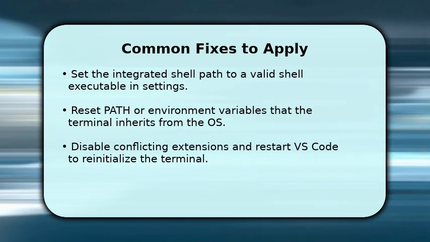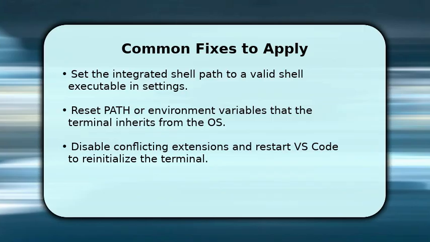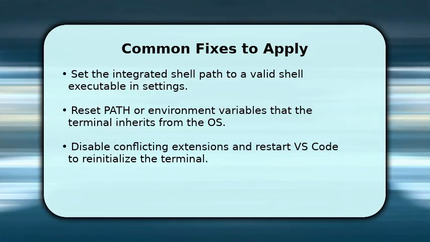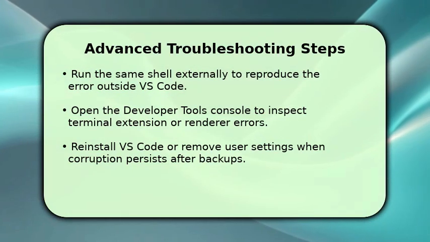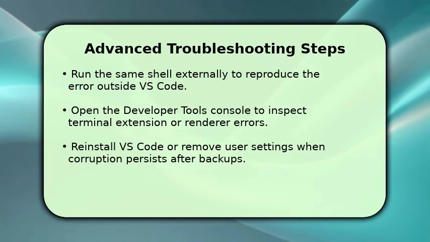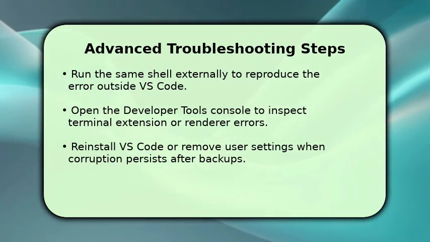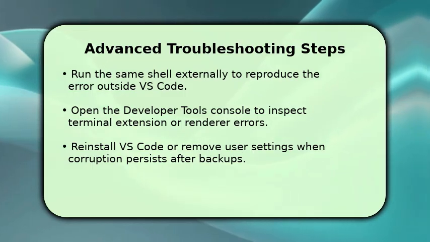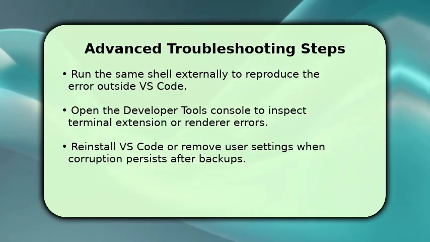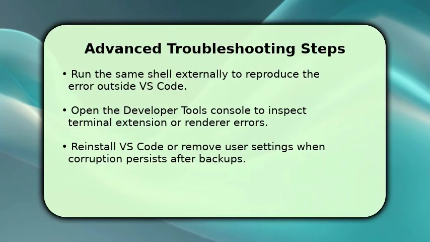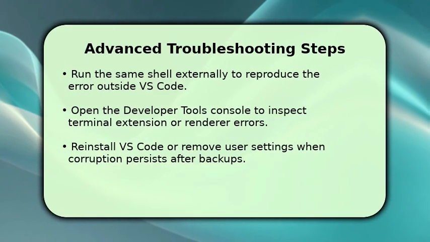For remote or container workspaces, reconnect the remote host or rebuild the container to ensure the terminal uses the correct environment. Run the same shell externally in your OS terminal to see if the error reproduces outside VS Code. If the problem only appears in VS Code, open Developer Tools and inspect the console for terminal extension or renderer errors.